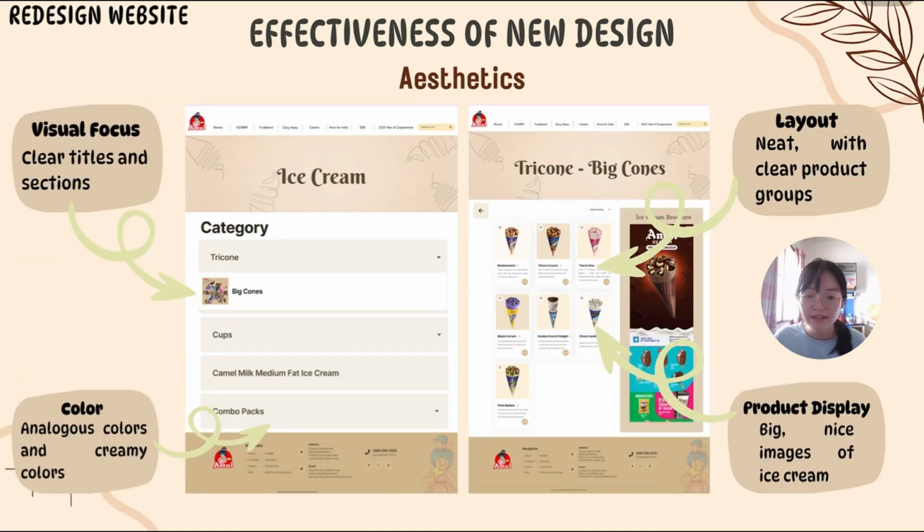Our redesigned website features a much more appealing aesthetic. The visuals have bold section titles and well-defined content blocks that guide the user's attention. We use analogous and cooling color tones to create a more inviting and cool experience. The layout is clean and structured, with each product group in clear sections. Most importantly, the product displays now use large, high-quality images, making the site more engaging.